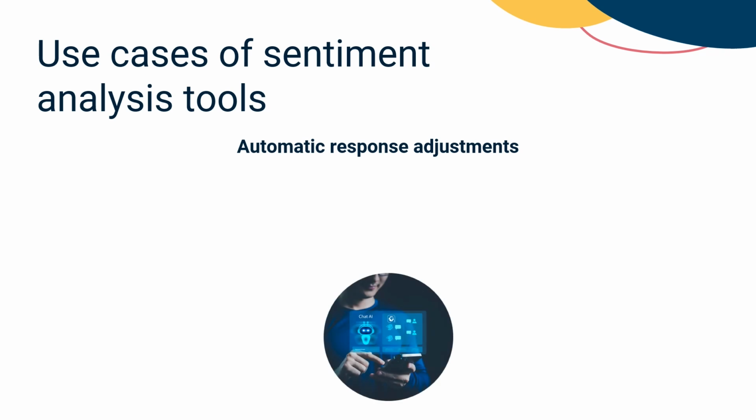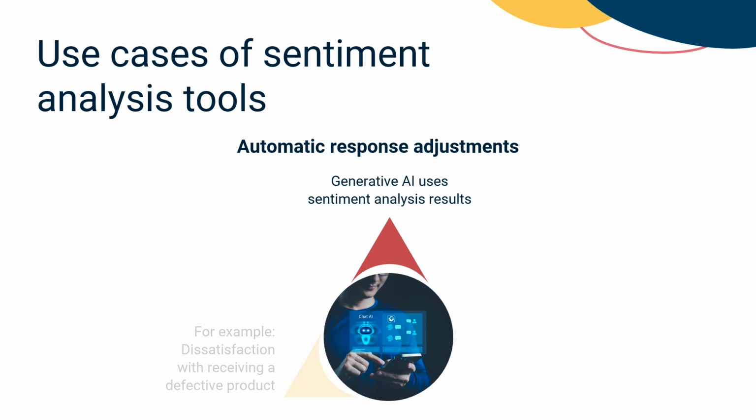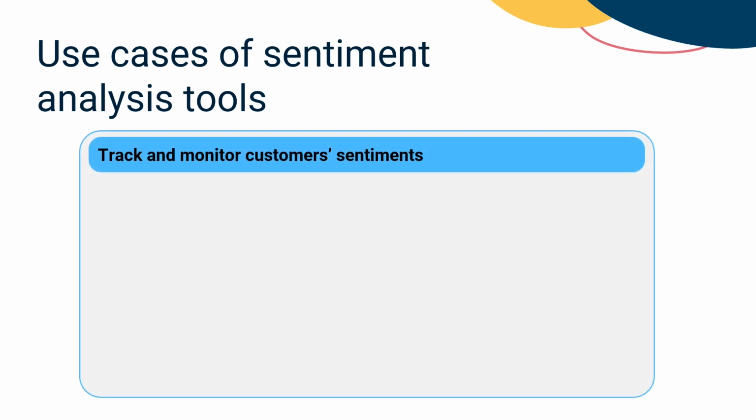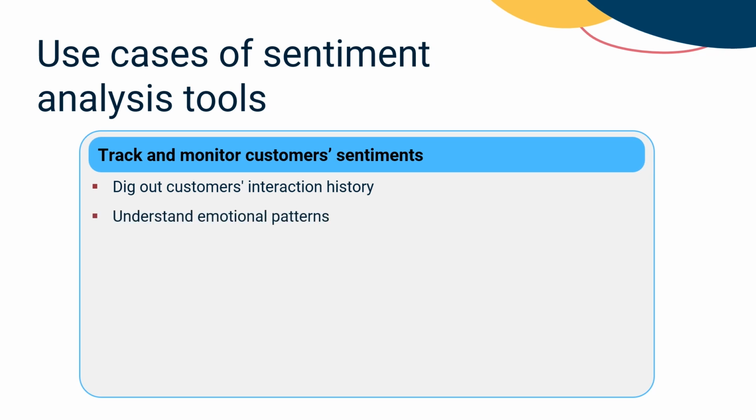In customer support, the generative AI uses sentiment analysis results to make automatic response adjustments. For example, the customer expresses dissatisfaction with receiving the defective product. Here, generative AI sentiment analysis tools identify customers' tone and adjust their own tone accordingly to be softer and more empathetic to calm the customer. The generative AI sentiment analysis tools dig out the customer's interaction history from chat, email, voice calls, or social media for accessing and monitoring customers' emotional tracks. This allows the support system to understand emotional patterns, such as recurring frustration or improvement in customer sentiments.